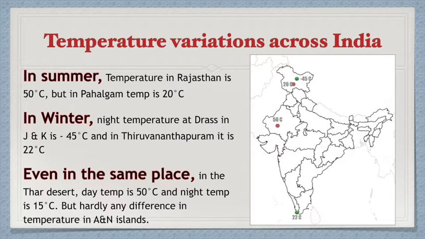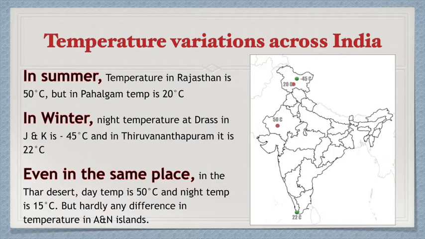Though India is said to have monsoon type of climate, all of India shows significant variations in climatic elements. One such variation is noticed in temperature. In summer season, temperature in Rajasthan is 50 degrees Celsius, but in Pahalgam in Kashmir, temperature is registered at 20 degrees C only. Variation of just 30 degrees C.